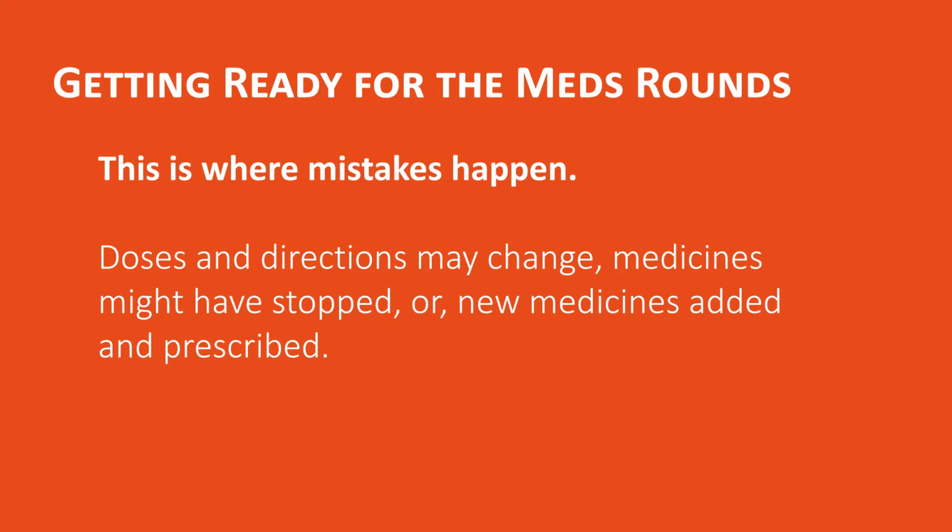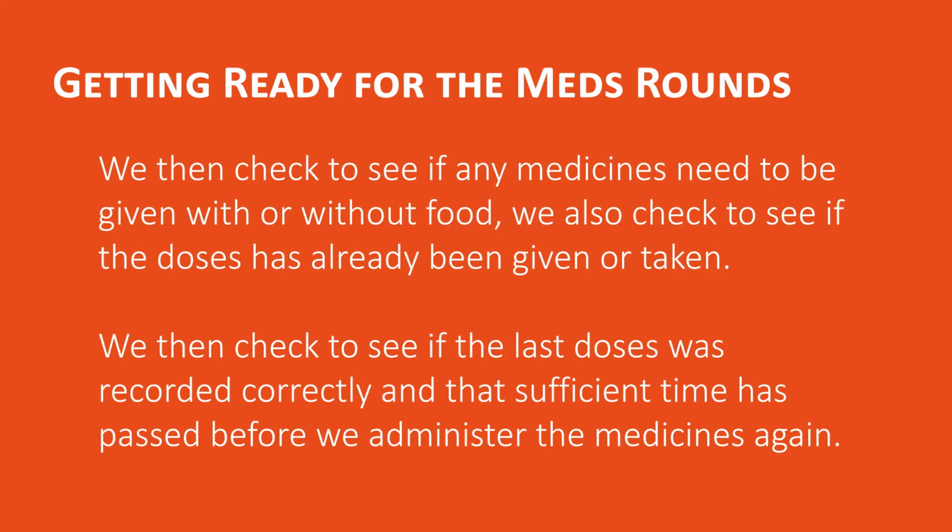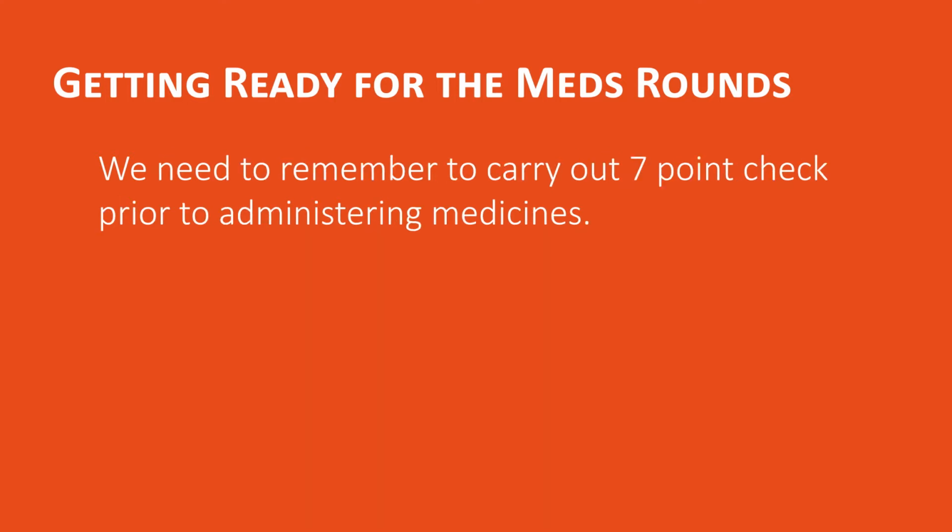Doses and directions may change, medicines might have been stopped, or new medicines added and prescribed. Hence, we make the following checks. We check to see how many charts there are. We then check to see which medicines are due at that time. We then check to see if any medicines need to be given with or without food. We also check to see if the dose has already been given or taken. We then check to see if the last dose was recorded correctly and that sufficient time has passed before we administer the medication again. We need to remember to carry out the 7-point check prior to administering medicines.